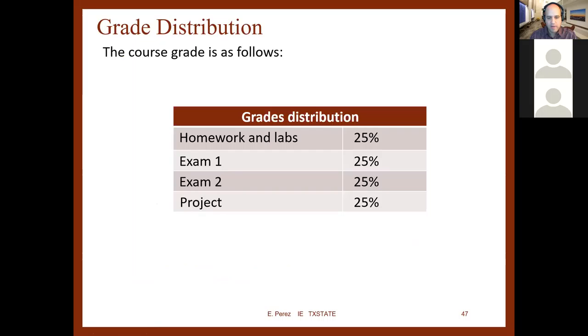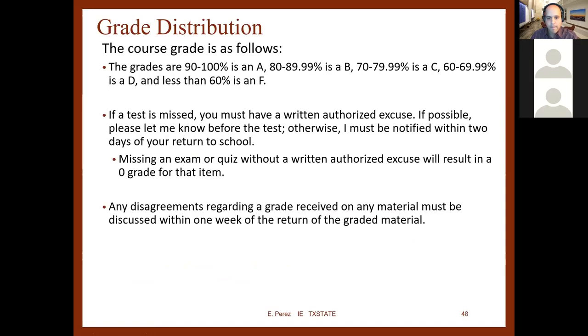The course grade is as follows. We have 25% for the homework and labs, 25% for the exams, each exam, and then 25% for the project. I follow the standard curve. I reserve the right to curve. I typically do, but I'm not 100% sure. It depends on the performance of the class. So that's why I always encourage you to do your best.